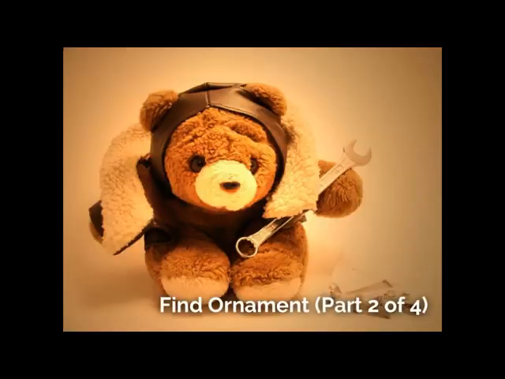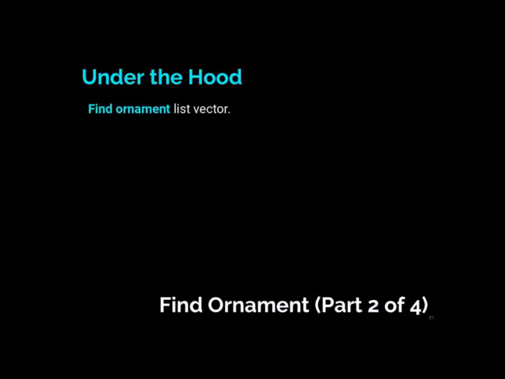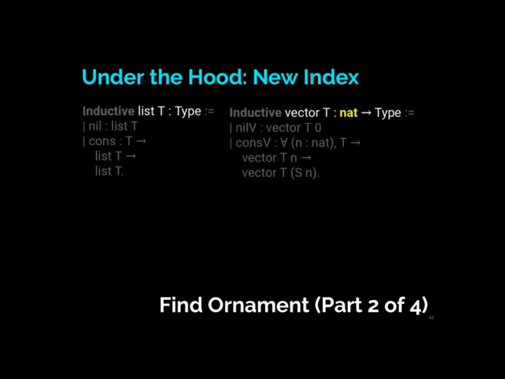So now let's take a look under the hood of actually calling find ornament on this example. So the first thing that find ornament does is it looks for the new index that's in the new type but not in the old type. So here it can do this just by looking at these two types. It just sees the nat. This is sometimes a little more complicated, and you can read about how we handle those cases in the paper.